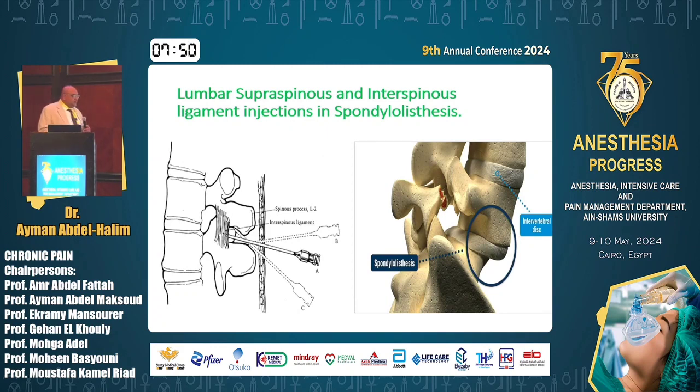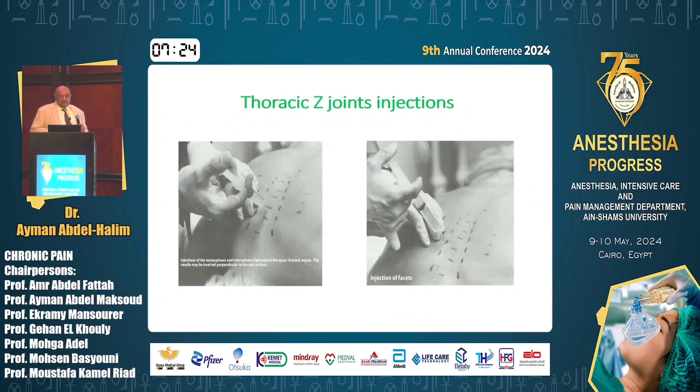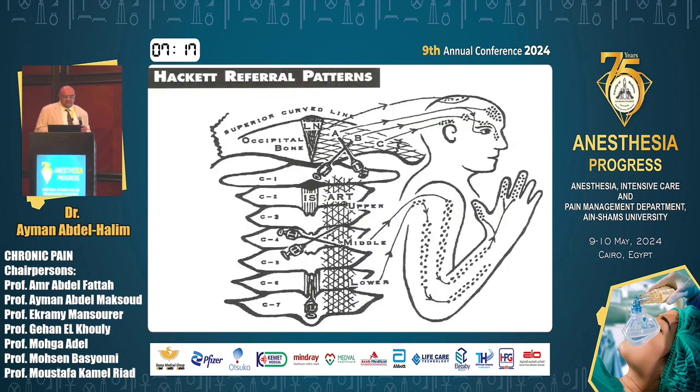This could help patients with grade 1 to 2 spondylolisthesis, but not more than that. Of course, if it's more than that, you need surgical evaluation. The way we inject the ligaments in this situation, we go opposite to spinal anesthesia, where you go cephalad, because you really don't want to go intrathecal. So you go from above downward. Anyway, thoracic Z points, or thoracic zygapophysial joints. Of course, nowadays we do this on the C-arm.